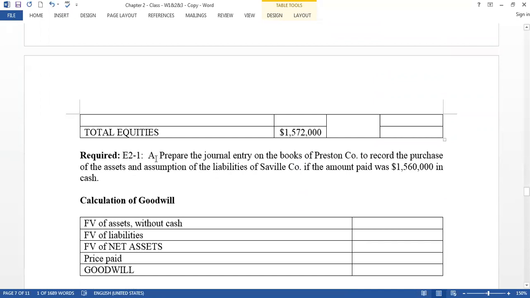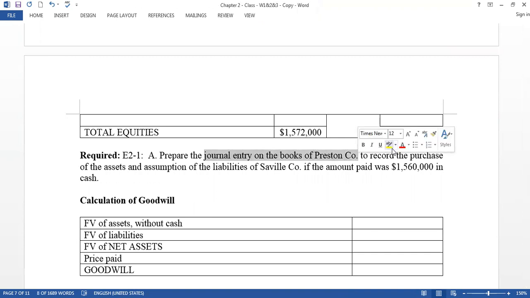Now look at the question here. The parent, prepare the journal entry. We are going to record the journal entry of the parent company, purchase assets and the liabilities of S company, and the amount paid. Look at here. The amount paid is $1,560,000. So we know this information.